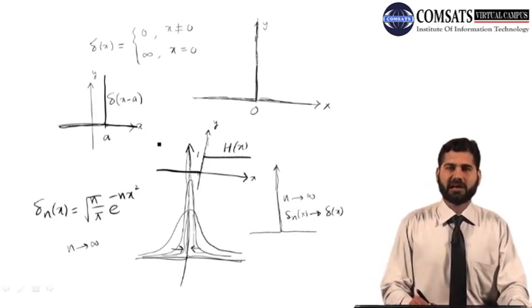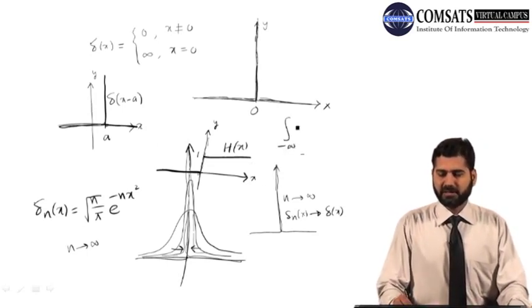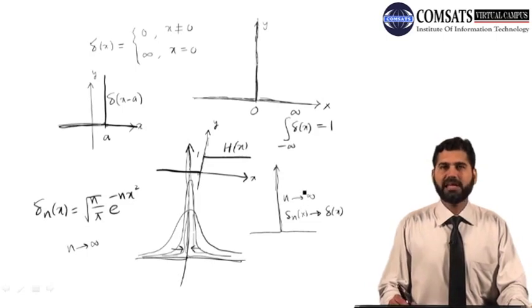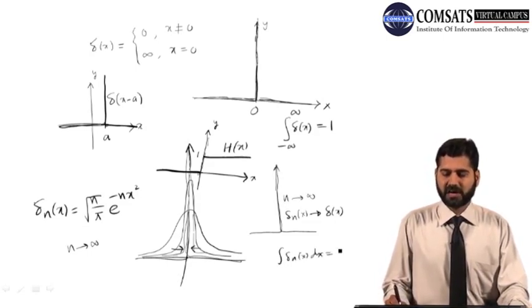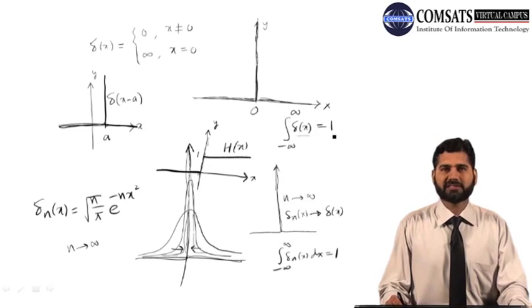So these are little explanations of the properties. If you want to prove why the integral of delta(x) is equal to 1, all right? See the Gaussian, if you remember, the area under the normal curve is always 1. So if you integrate delta_n(x) dx, this is 1 because it's a Gaussian. The area is always 1. So if you take n goes to infinity on both sides, this will become delta(x) and 1 will remain 1. So the area under the delta(x) is also 1.